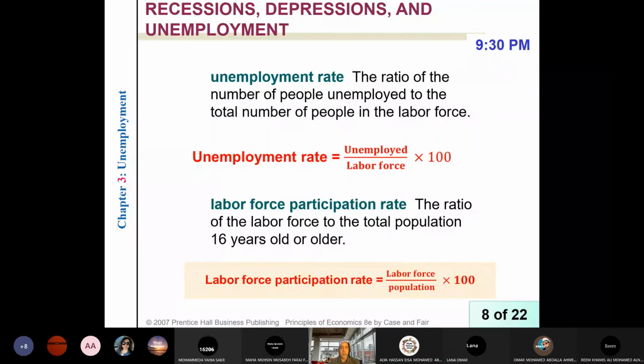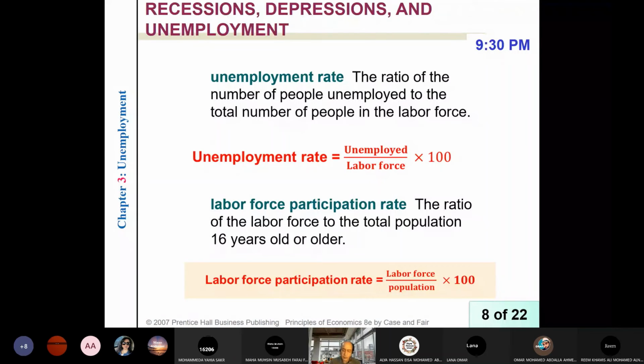So as Lana said, first we have to calculate labor force. Labor force equals employed plus unemployed. 180 plus 20 equals 200. Then 20 divided by 200 times 100 equals 10%. So the unemployment rate is 10%.